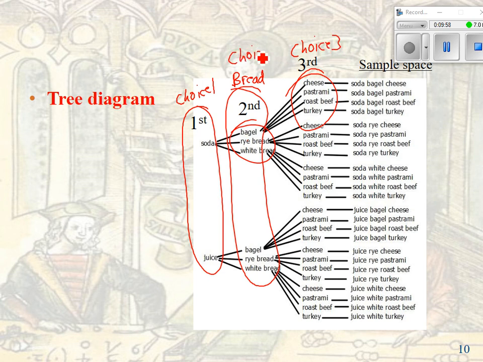Notice with a tree diagram, all it does is branch off, says, okay, you could have picked a soda, you could have picked a bagel, and you could have picked putting cheese on it. So that's one possible choice, soda, bagel, cheese. This out here is your sample space. These are all the possible outcomes. So that's the sample space. And that's what you'll have to be able to list out on some of the different problems.